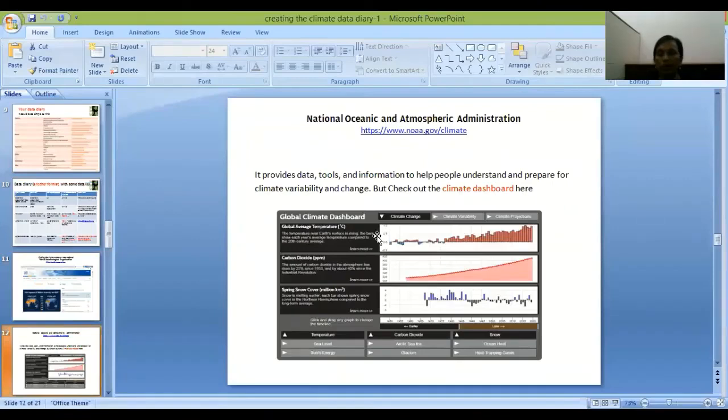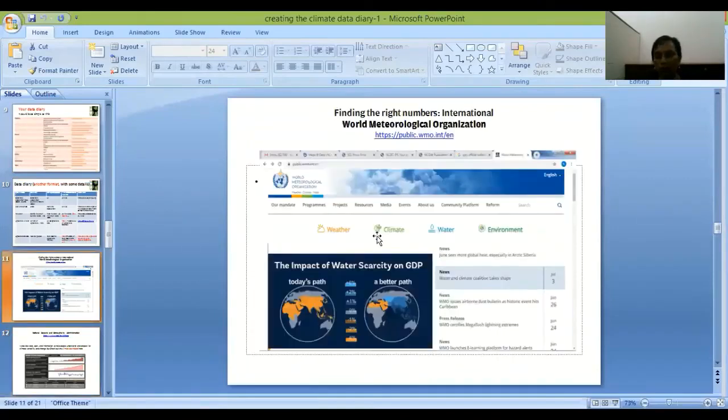Now, on the WMO website, please ensure that you take a look at the State of Climate Report 2020. The State of Climate Report 2020 that WMO has come out with gives you interesting numbers and the most recent numbers on climate change and other indicators.